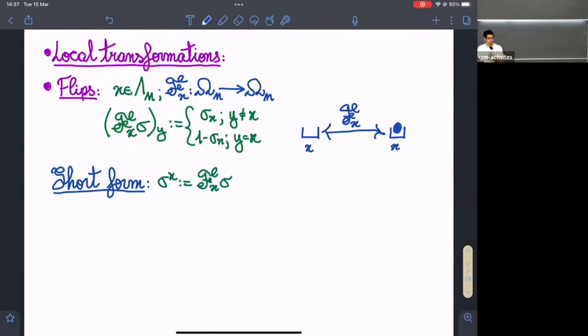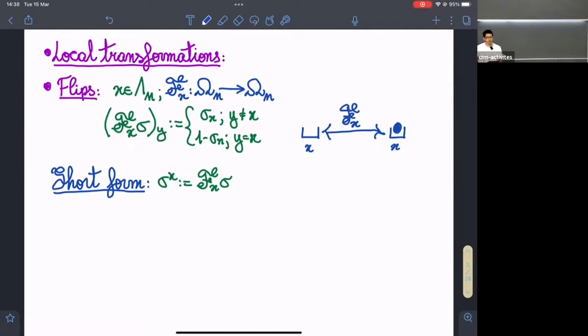Okay, so what is a flip? It's a transformation that takes a configuration. So it's a map between Omega_N and Omega_N. Okay, it takes a configuration of particles and gives you a new configuration of particles. They are parameterized by the elements of the underlying geometric space, so x in Lambda_N, the sites, and so the definition is there. What you do is just that f_x of sigma doesn't change sigma except at site x, where it just flips the value from 0 to 1 and from 1 to 0. That's what this transformation does.